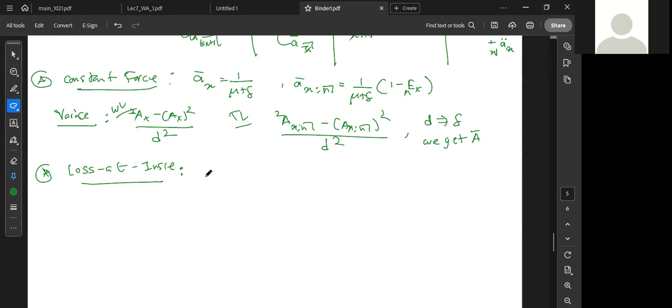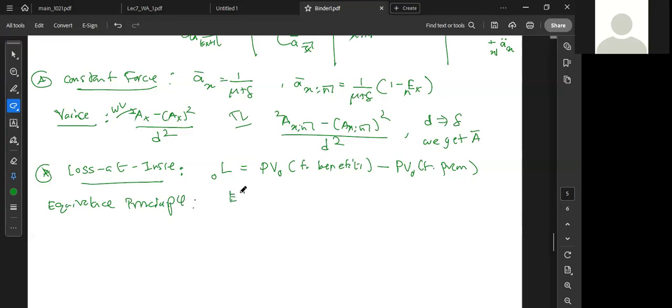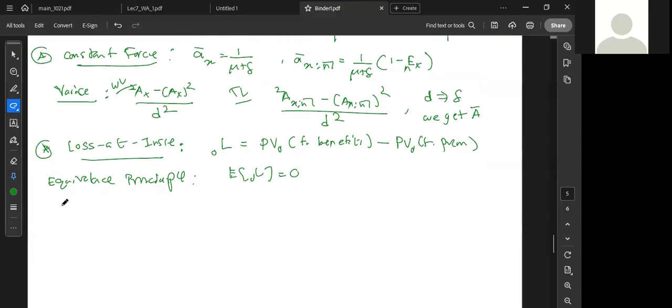That means first we have to define the random variable, loss at issue. That is how we define it: the present value at 0 of future benefits minus the present value of future premiums. Then under the equivalence principle, we set the expected value of this loss at issue random variable to 0. Then we can have the premium value corresponding to this scheme. We call that premium the net premium.